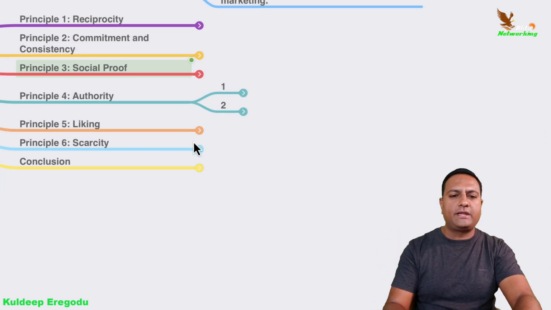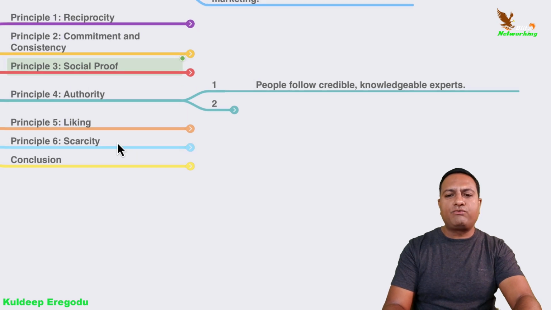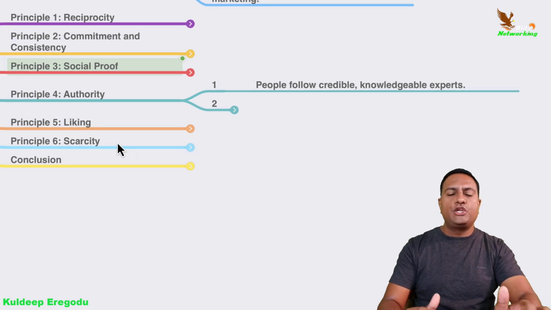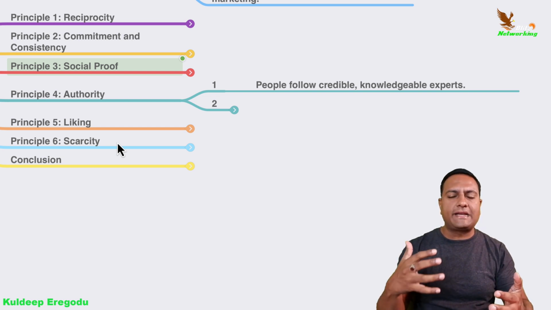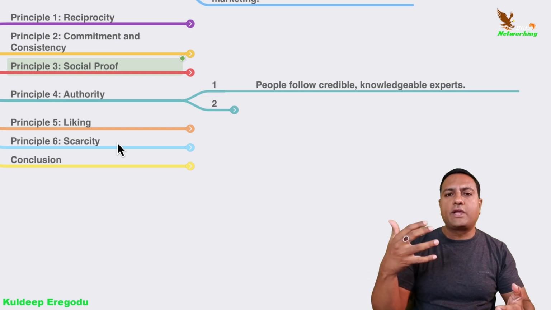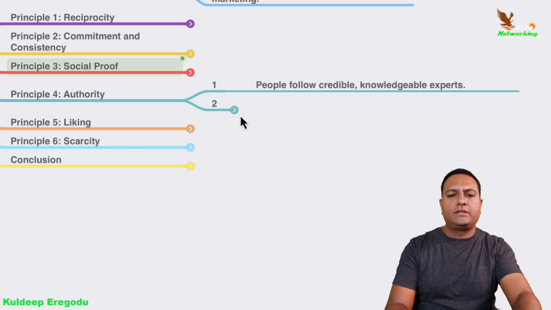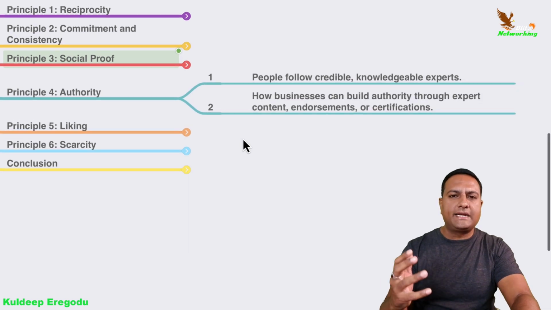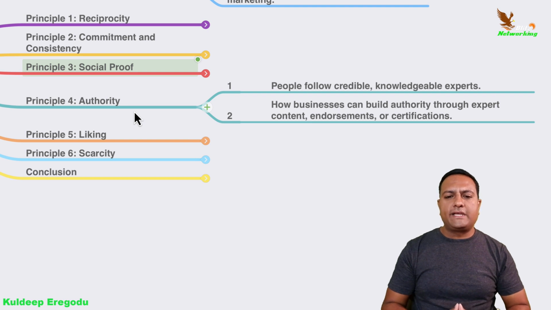Authority is having an online presence. When you have an online presence, when you have an authoritative nature, then it becomes easy for you to influence people. People follow credible, knowledgeable experts. You have to become that expert. When you are already an expert in particular products and services, and you know how you can solve a particular problem or how you can influence people, then automatically people will follow, and that credibility gets established. How can businesses build authority through expert content, endorsement, and certification?